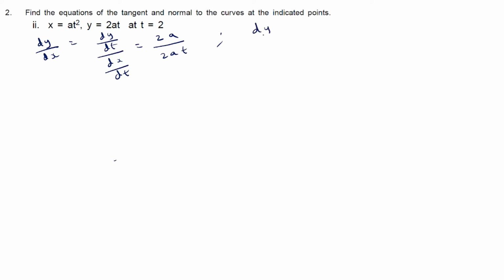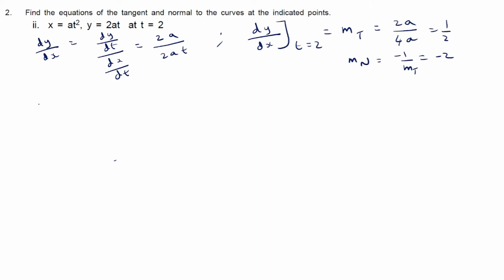Now dy by dx at t equal to 2 will give us the slope of the tangent mt. So this is equal to 2a by 4a, or it is equal to 1 by 2. So the slope of the tangent is 1 by 2 and the slope of the normal is minus 1 by slope of the tangent. So it is minus 2.